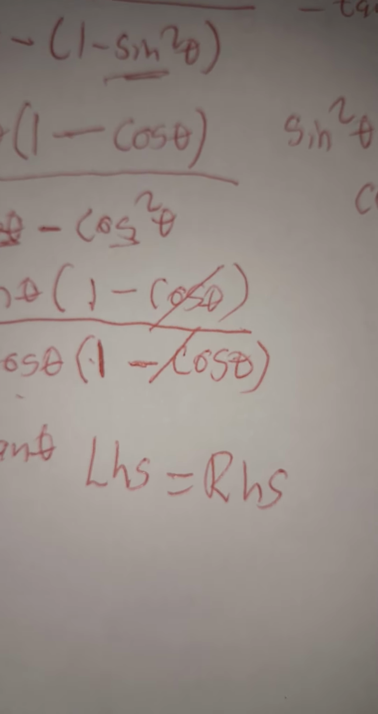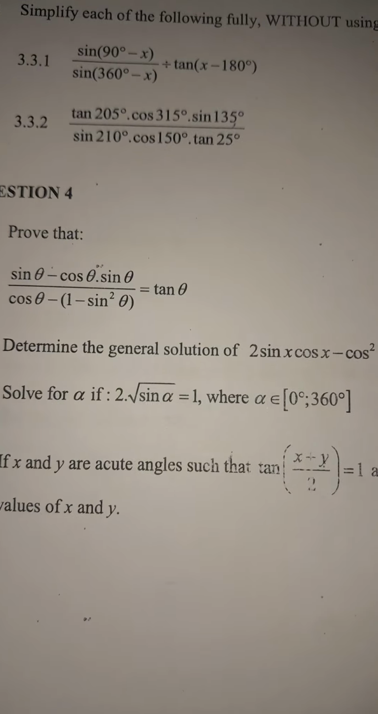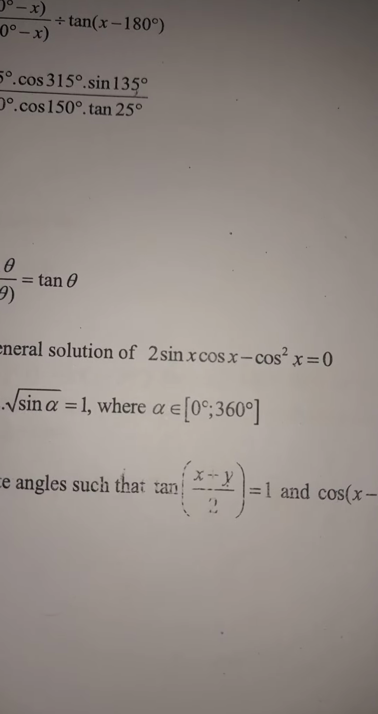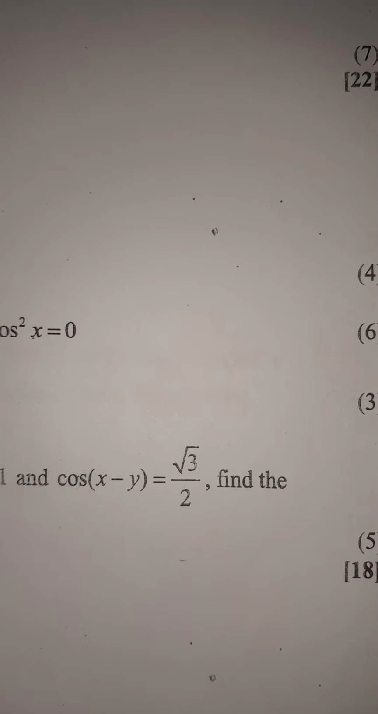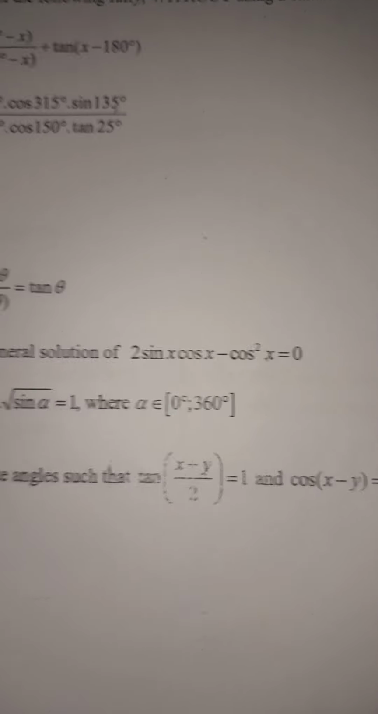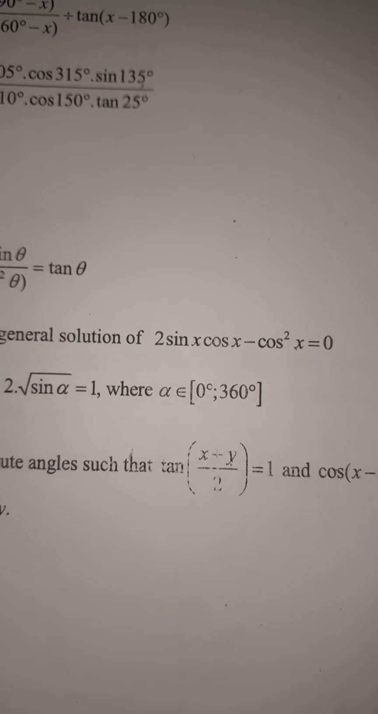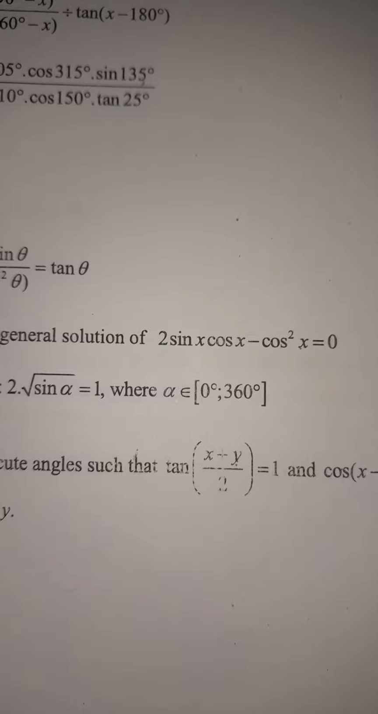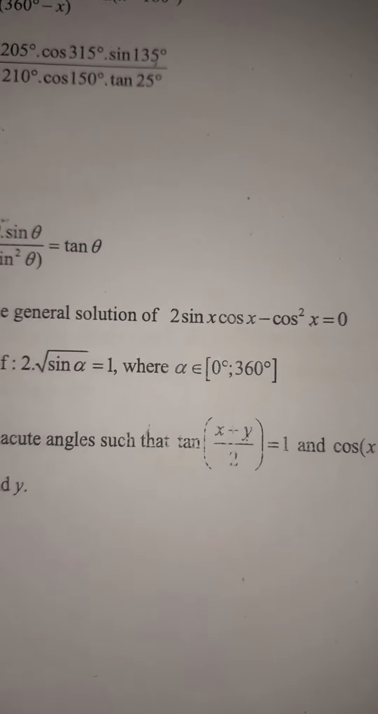Let's go to 4.2. At 4.2, guys, we are required to determine the general solution of 2 sine x cos x subtracted by cos squared x is equal to 0. How many marks? 6 marks. Oh, that's a lot of marks. You can't afford to lose that. First thing we need to ask ourselves, what type of general solution is this? This is a type of general solution that requires factorization. Why do I say so? Because we can see that cos x is common.